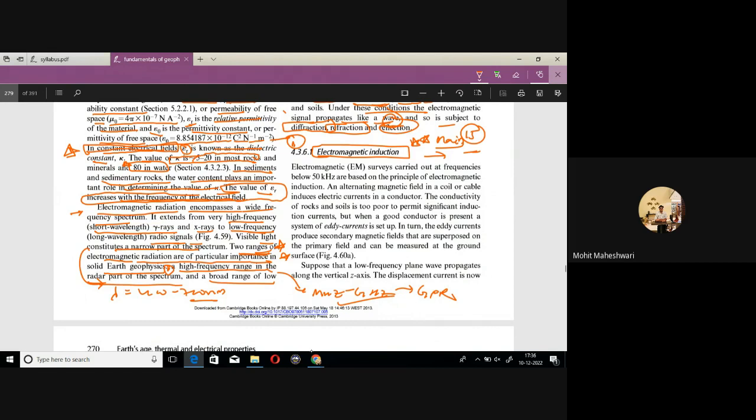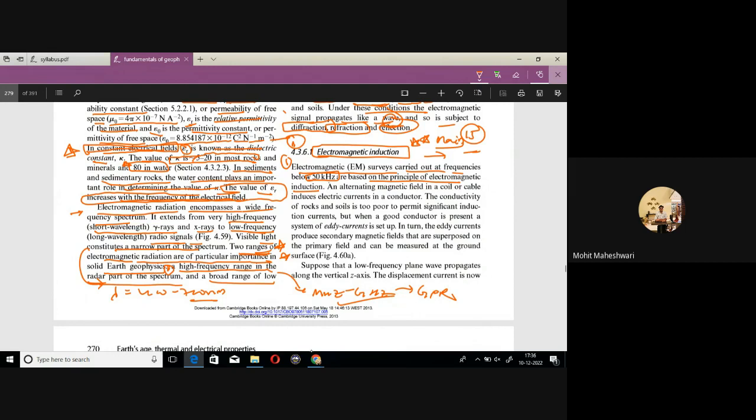Let's see the first question that can be asked in the prelims. Electromagnetic surveying carried out at frequencies below 50 kilohertz is based on the principle of electromagnetic induction. So the first question in the prelims will be in which frequency range electromagnetic induction works. Then you will say that it works at less than 50 kilohertz.